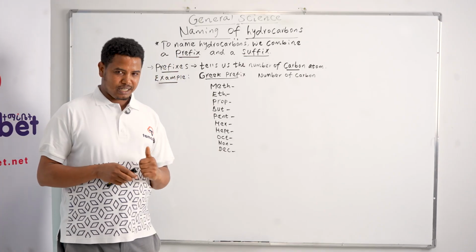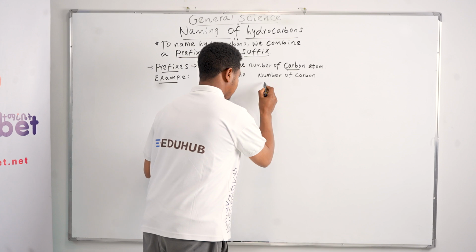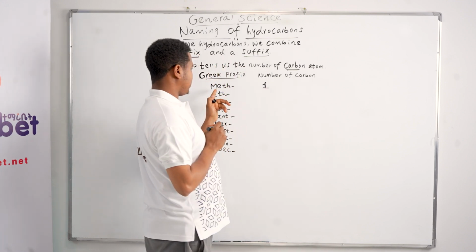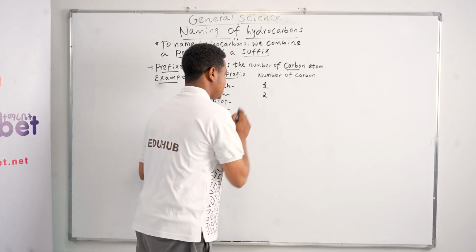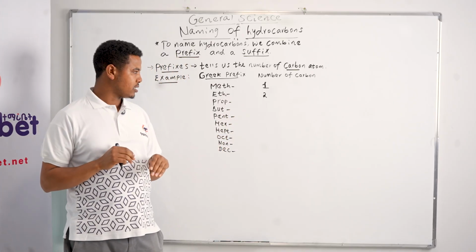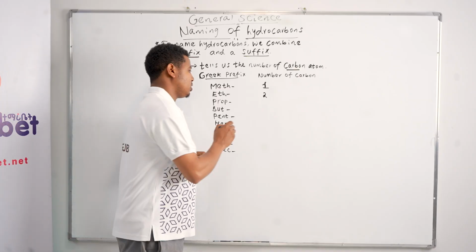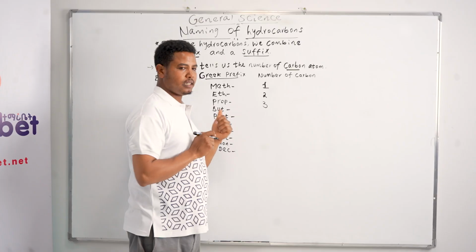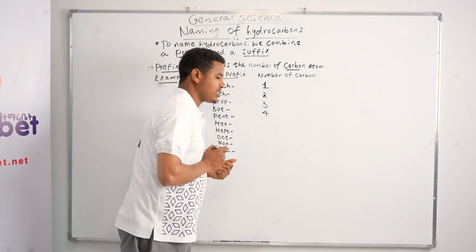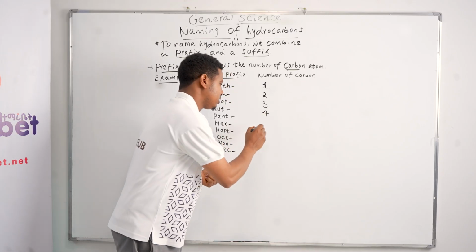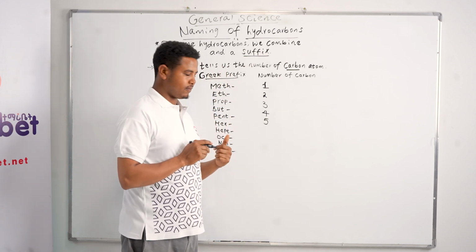The first one is Meth. Meth is a prefix that shows the number of carbons is 1. So if we say Meth, that means 1. And the second one is Eth, that shows the number of carbon atoms is 2. And Prop, the number of carbon atoms here is 3. And the other one is But. But shows you the number of carbon atoms is 4. And next, Pent. Pent shows you the number of atoms is 5.